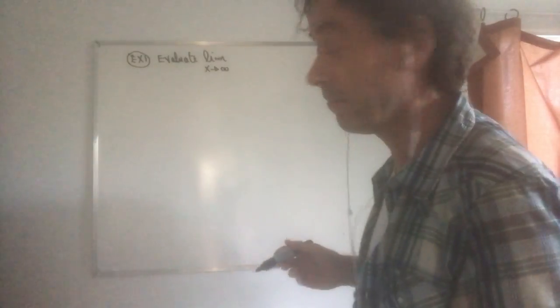Okie dokie. Well, as usual, the best way to explore this is through examples. So example 1: evaluate the limit as x approaches, let's say, infinity (we can also take a look at negative infinity later) of (x plus 1) over (x minus 1).